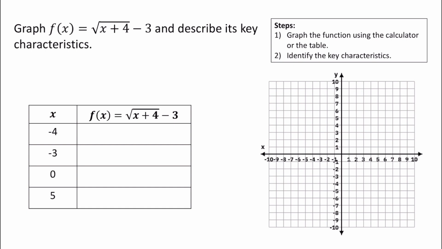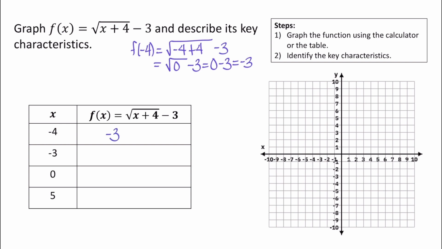So let's look at this square root function f(x) = √(x + 4) − 3, and let's describe its key characteristics. So let's create this table of values to generate the graph. I'm going to start off by plugging in negative 4. So I have f(−4), which is the square root of (−4 + 4) minus 3. So that gives me the square root of 0 minus 3, which is 0 minus 3, which equals negative 3.